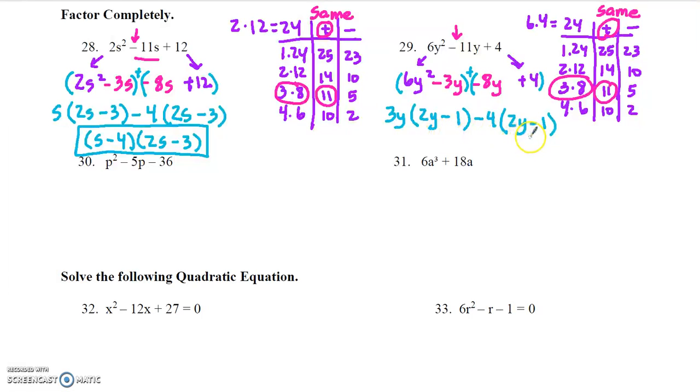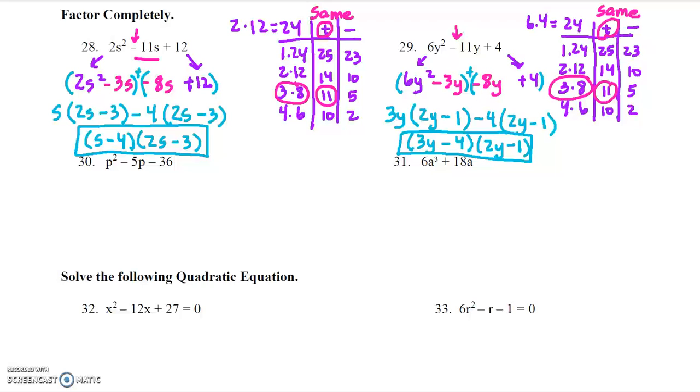Again, look at my parentheses. Are they the same? Yes, they should be. So what I factored out, the 3y minus 4, goes in the first set of parentheses. The 2y minus 1 goes in the second set. And there's my answer.